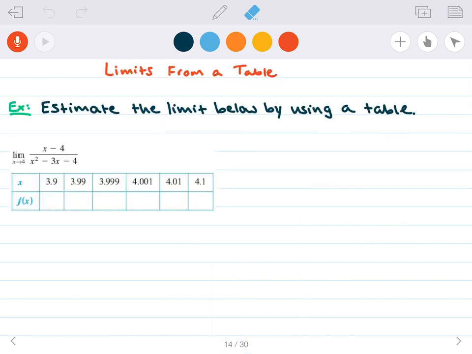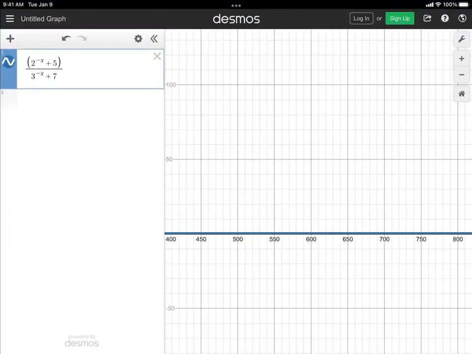Okay, so the next thing we want to talk about: how do we get limits from a table? So again, I mentioned how to find a limit. We look at x values that are close to the number that we're approaching, and we plug them into the function. I'm going to show you how to do this on Desmos, and the first thing I'm going to do is write this function down so I don't forget it, and we're going to put this thing in Desmos. So you can just go to desmos.com.